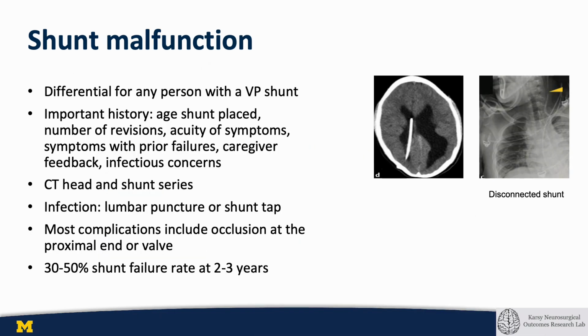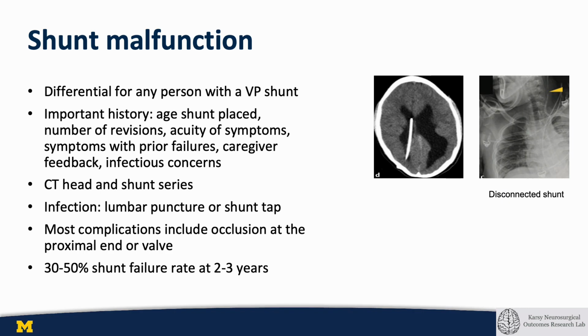A shunt malfunction is another neurosurgical emergency. This involves patients with shunts, obviously, but anyone who comes in with a shunt should have a high degree of suspicion that perhaps they are having a shunt malfunction. The symptoms of this can mimic any other kind of illness as well. So it's important to get a good history, figure out when the shunt was placed, how many revisions they've had, what kind of symptoms they had when they had prior shunt malfunctions. If the patient is nonverbal, perhaps getting feedback from caregivers as to what the normal level of function is for the patient. And also looking at infection.